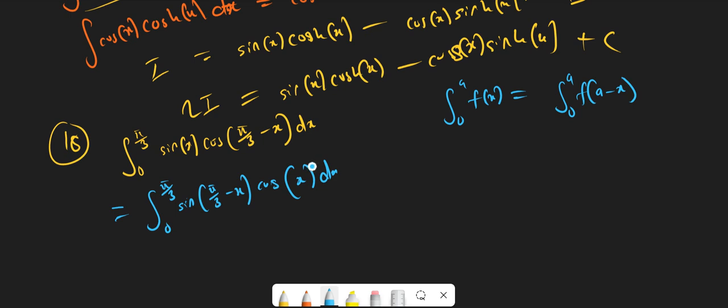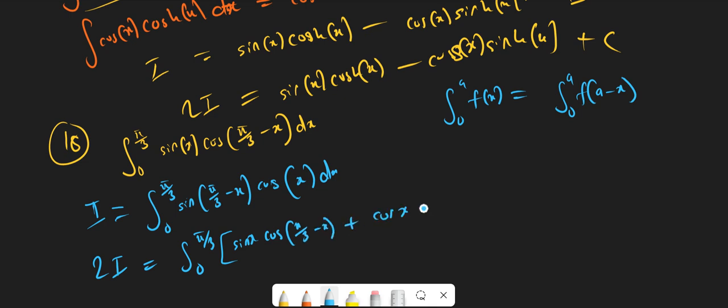If you add the two integrals together, because they are equal, this is going to be I again. So you have 2I equal to the integral from 0 to pi over 3 of sine x times cosine of pi over 3 minus x, plus cosine of x times the sine of pi over 3 minus x.